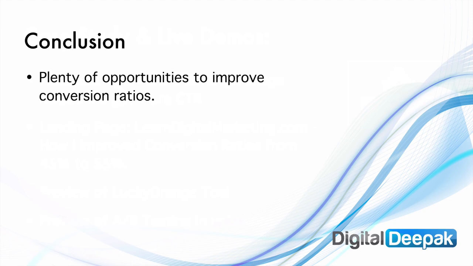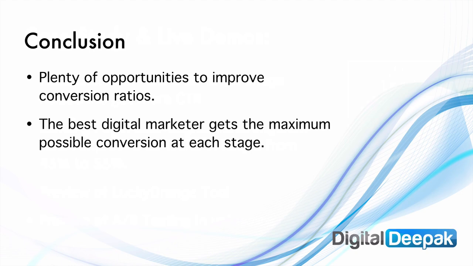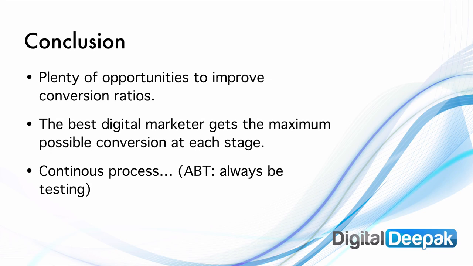So there are plenty of opportunities to improve conversion ratios. You can improve the ad copy, you can improve the ad image to increase click-through ratio, and you can increase email open rate by having better subject lines. You can increase sales conversions by having better landing pages and better copywriting. So the best digital marketer gets the maximum possible conversion at each stage of the funnel, so the overall revenue of the company increases. And there is something called ABT, which is always be testing.